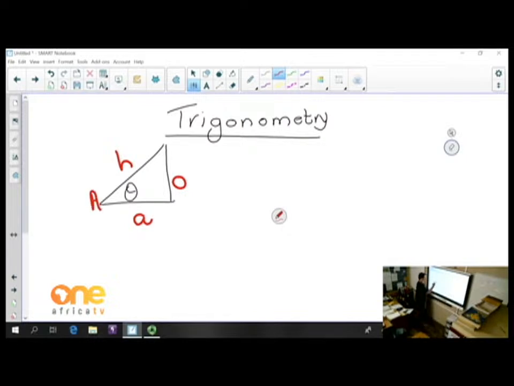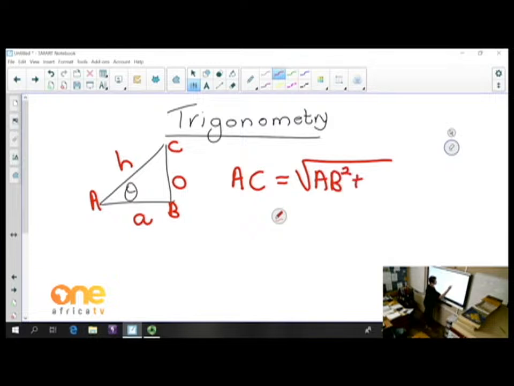So if this is my triangle ABC, then we know that AC is equal to the square root of AB squared plus BC squared. So this is to determine the third side. If you want the hypotenuse, you add. If you want one of the other sides, you're going to subtract, because the hypotenuse is the longest side in there.